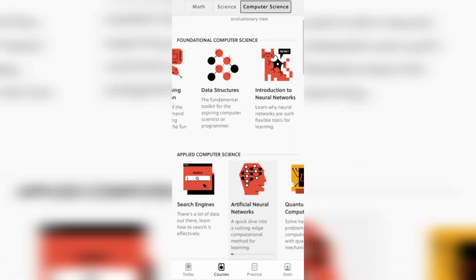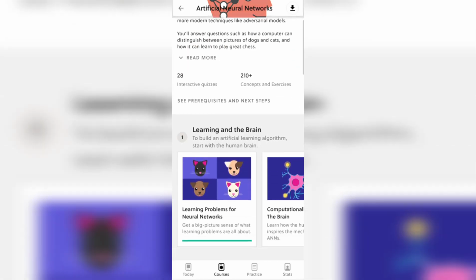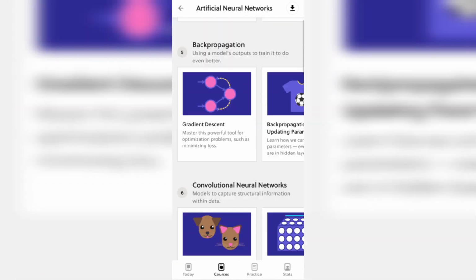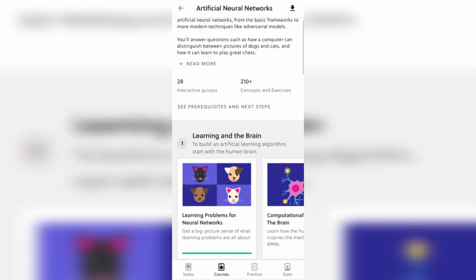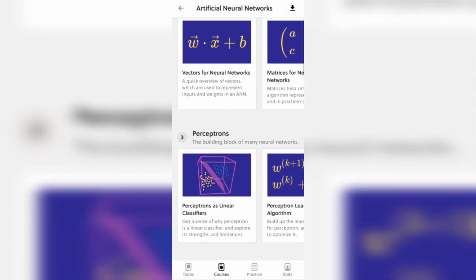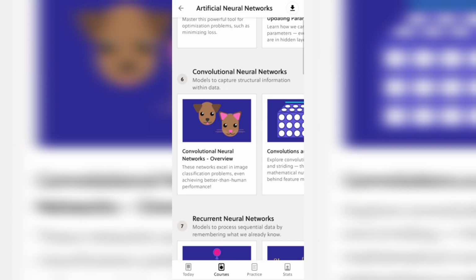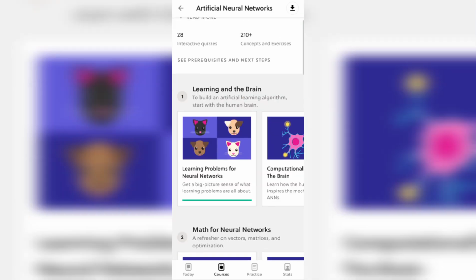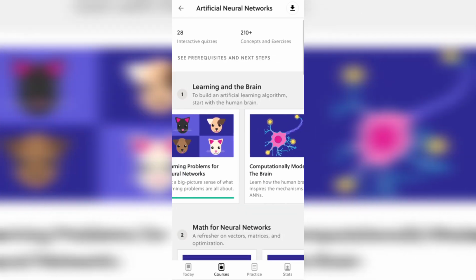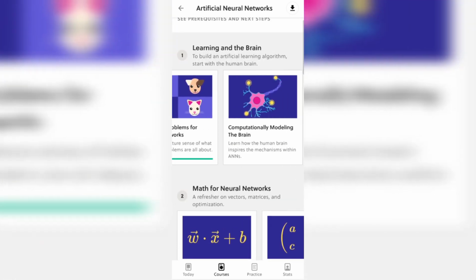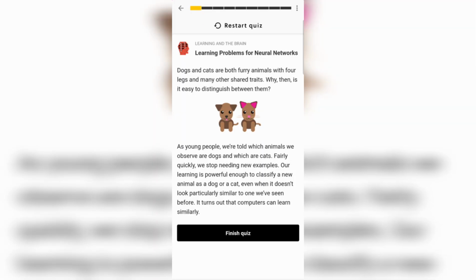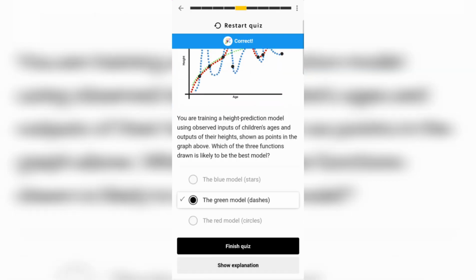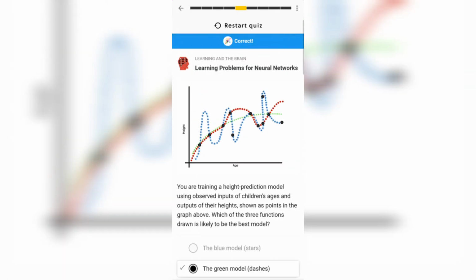If we look into the artificial neural networks course, we can see that they have seven subsections. The first one talks about learning and the brain. If you go into one of these, you have some explanatory concepts as well as a few quizzes.